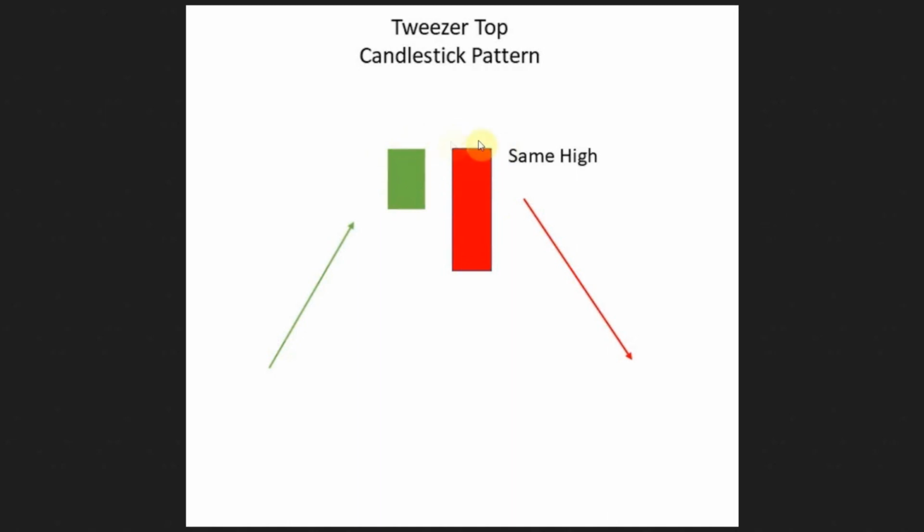When the Tweezer top candlestick pattern is formed, the prior trend is an uptrend. A bullish candlestick is formed which looks like a continuation of the ongoing uptrend. Important to know, on the next day, the high of the second day's bearish candle indicates a resistance level. Buyers seem to push the price upward, but now they are not willing to buy at higher prices.